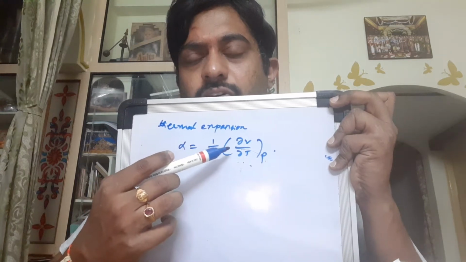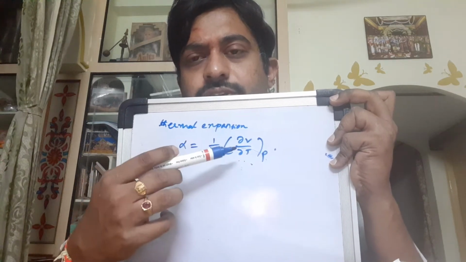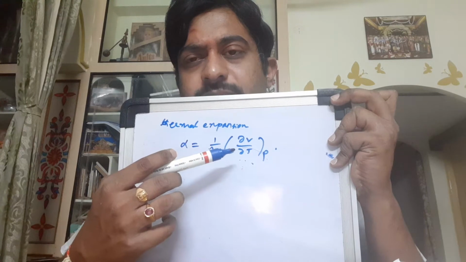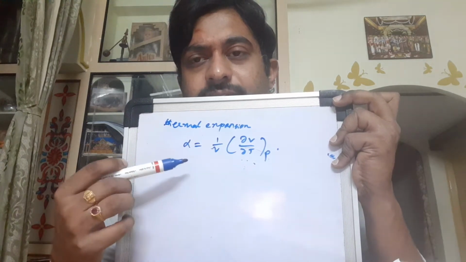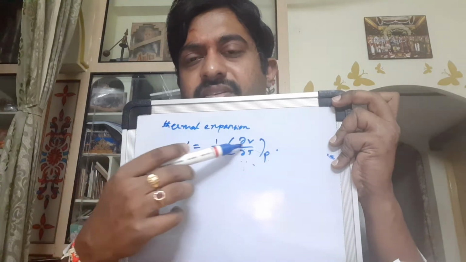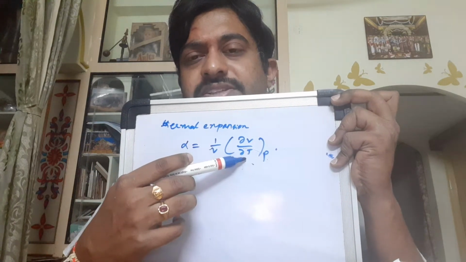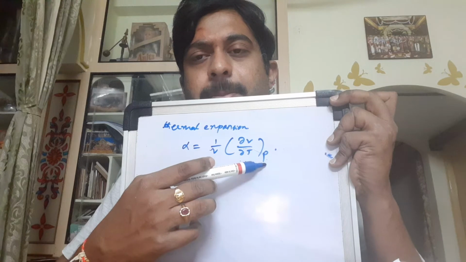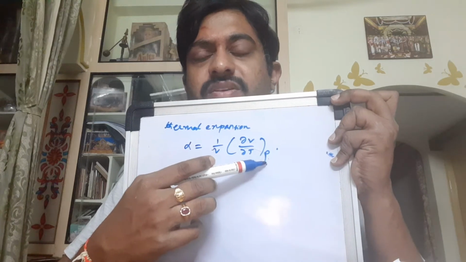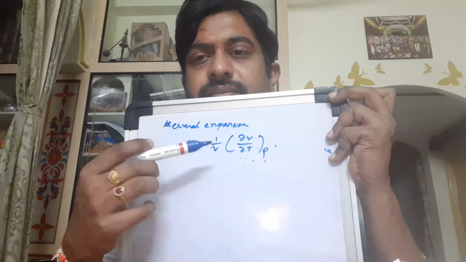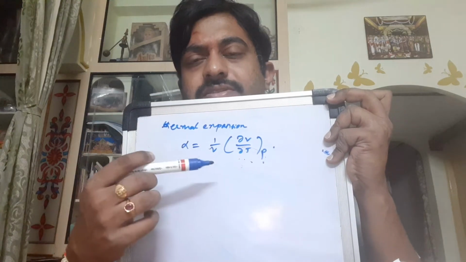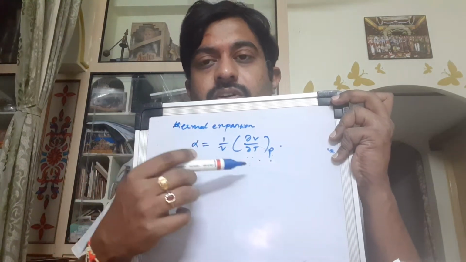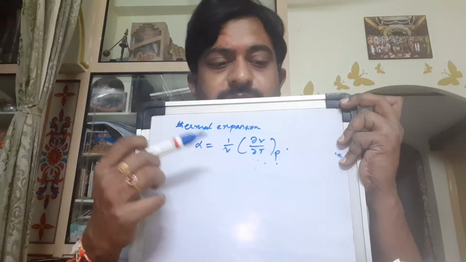Again, for the coefficient of volume expansion, we have 1 by v and dou v by dou t at P. Okay, alpha. So alpha is equal to 1 by V, this is the relative volume, and this is the change in temperature at constant pressure. This is taken at constant pressure because we want to restrict our discussion to two variables. So this is called the coefficient of thermal expansion.